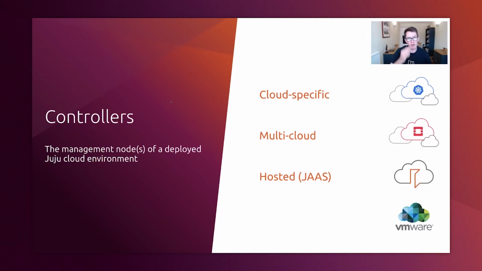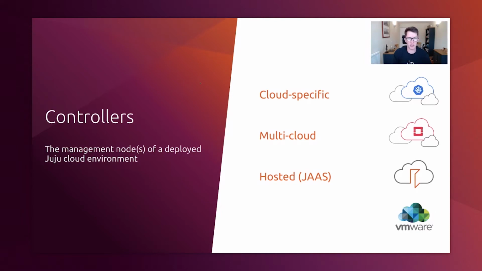The controller really runs an API server and has access to an underlying database whose overall purpose is to keep track of the state of all of the deployed models, applications, and machines in that environment. While all of the controllers are essentially the same, there are three common configurations you might come across. And the first is a cloud-specific controller, which we'll be using today.